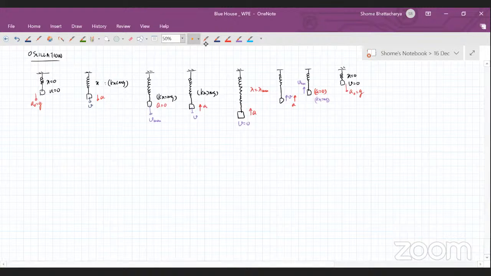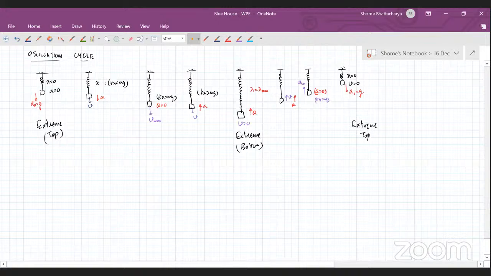Okay. So this is the oscillation cycle in which this is one extreme position, the top one. This is one extreme position at the bottom of the oscillation. And then again, this is back to the extreme position at the top. Okay. So extreme position is where v is 0 and acceleration is maximum.